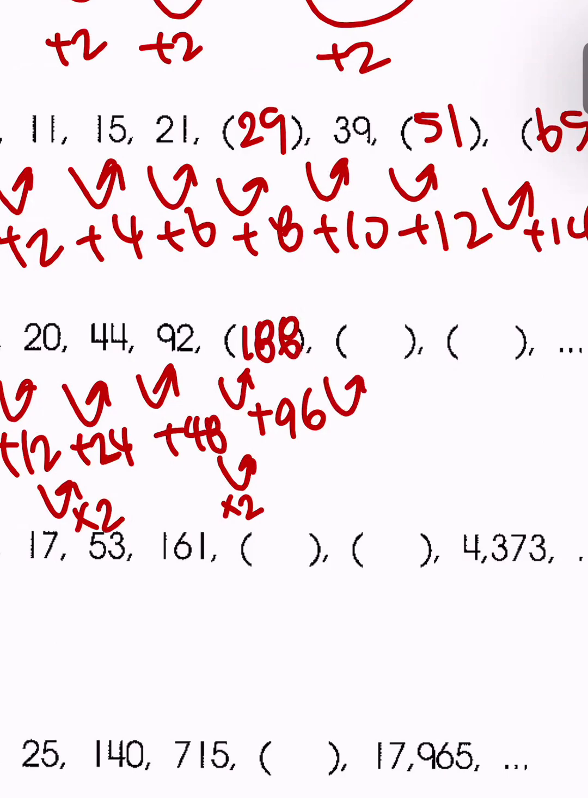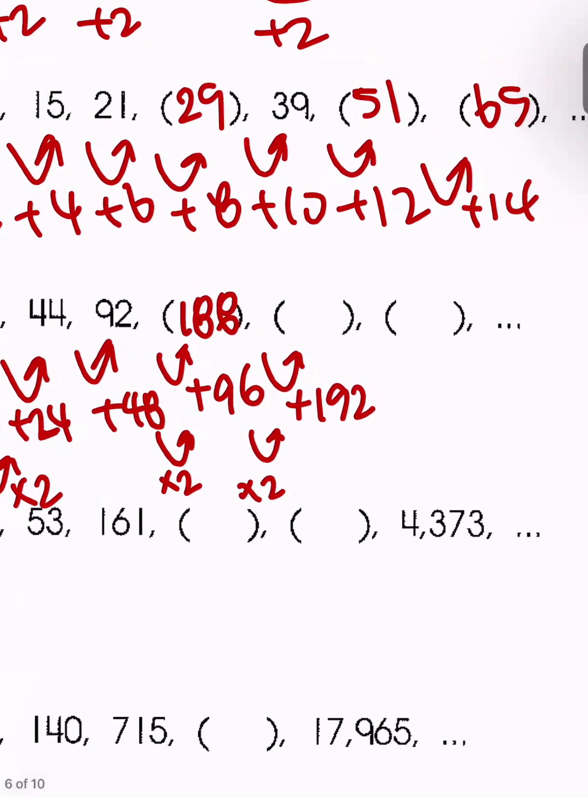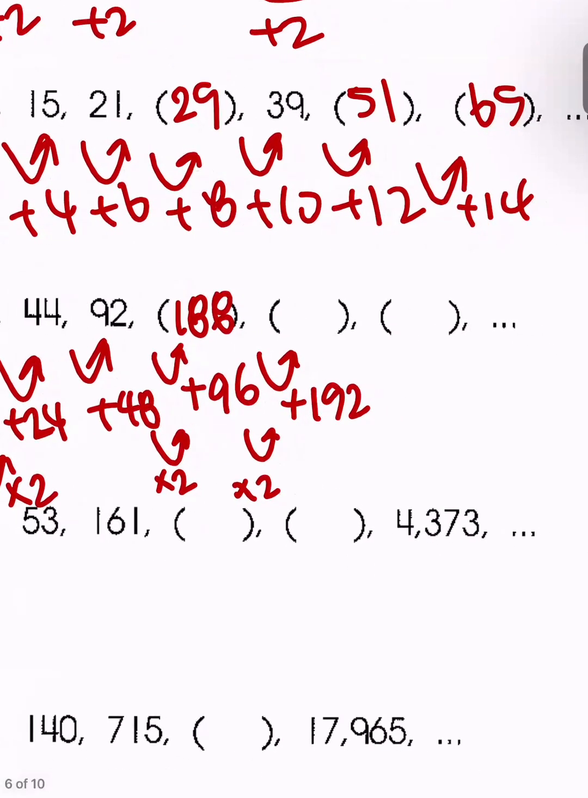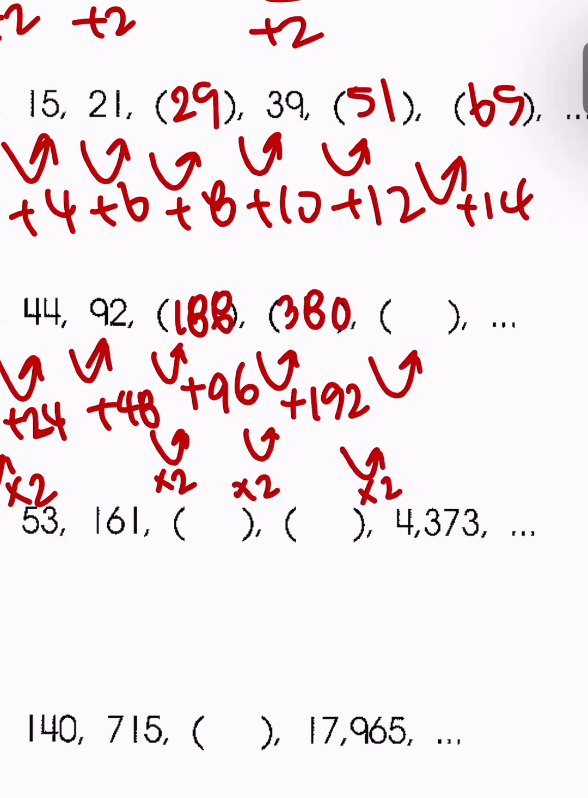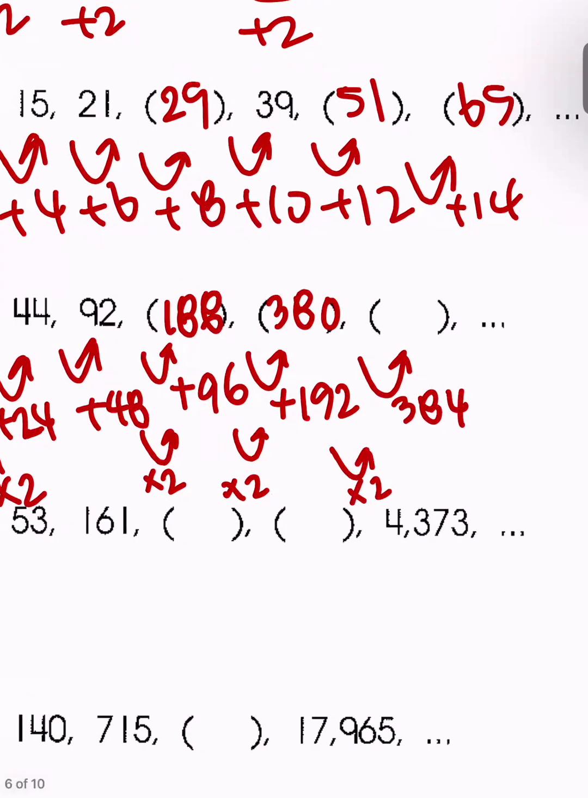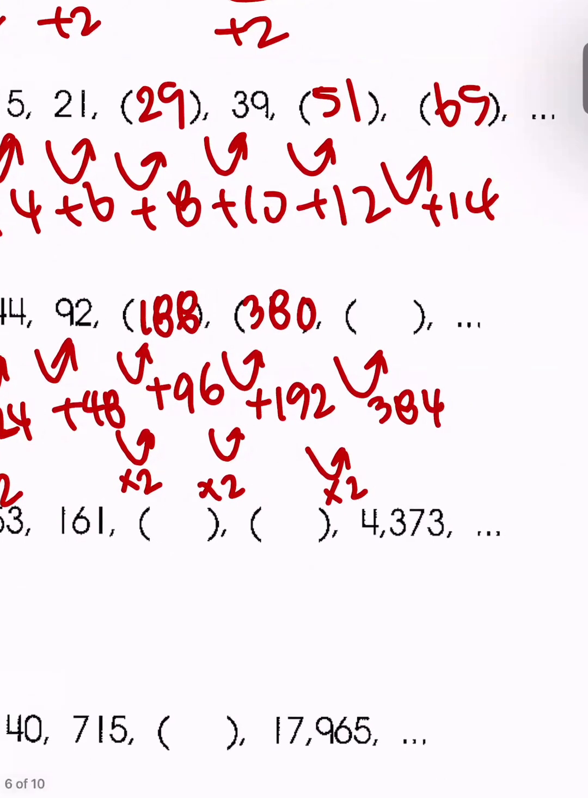Then the next number we add is going to be 96 times 2, so we're going to add 192. So 192 plus 188 is going to be 380. Now the next number we add is going to be 192 times 2, so that is going to be 384. And so adding that to 380, we get 764.